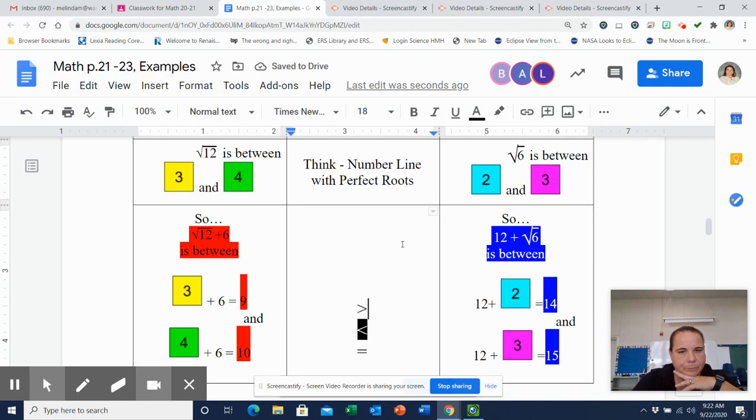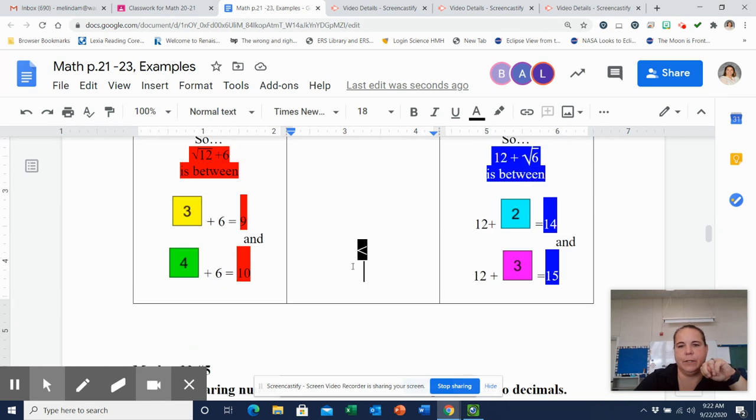And so now we can see that, maybe I can even delete these other two, okay? This 12 plus the square root of 6 is going to be greater than the square root of 12 plus 6, right? Because when we make just a simple estimate with perfect integers, we can see that's the case.